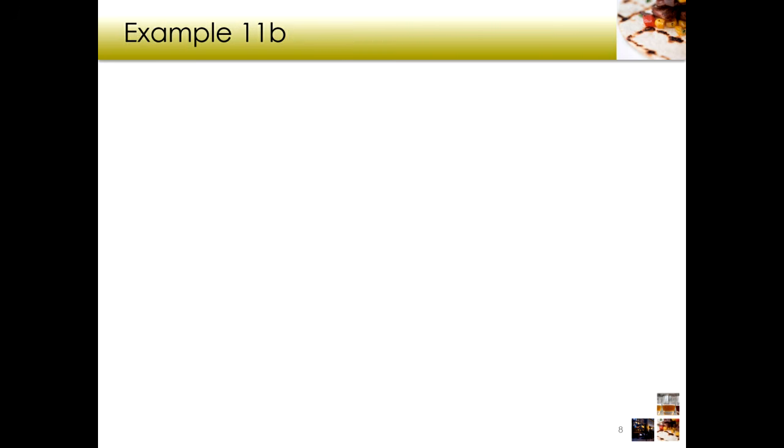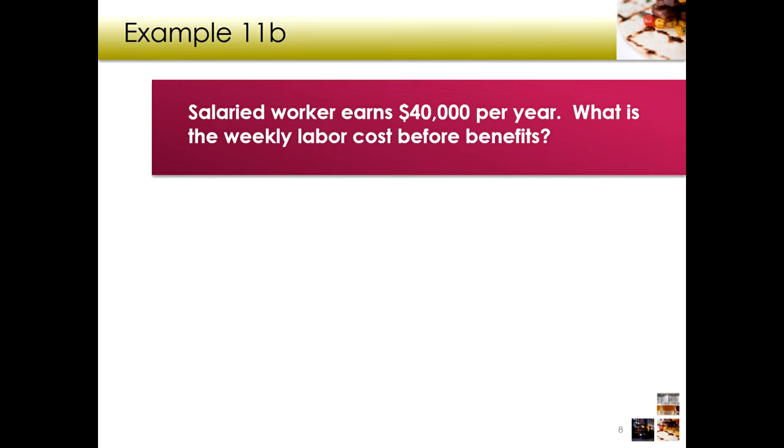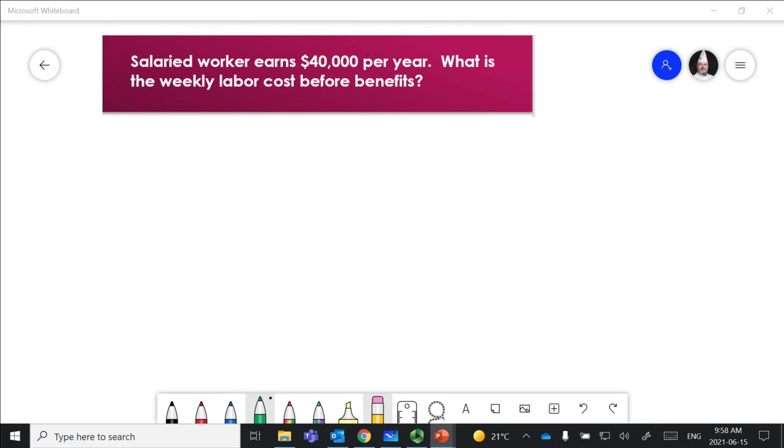So next example, we've got a salaried worker that's making $40,000 per year, and we want to know what the weekly labor cost is before benefits. So simply we take the $40,000, divide by 365 days in the year to get a daily rate of $109.59. And now we multiply that times 7 days in a week to get $767.12.